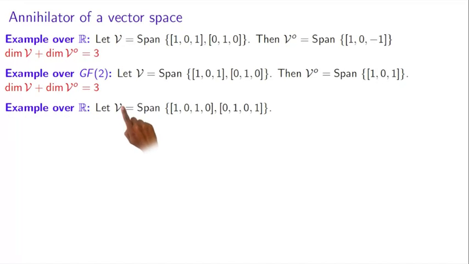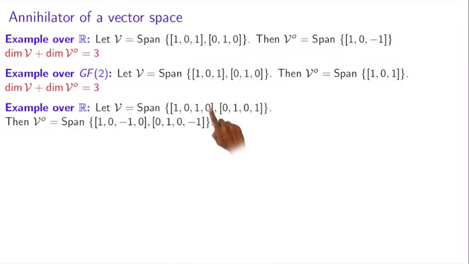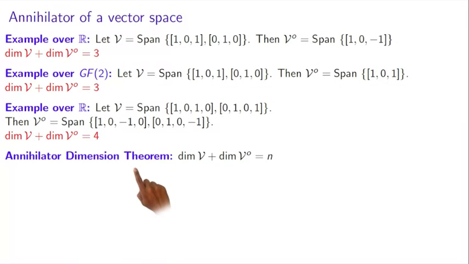Here's one more example, using vectors with 4 entries. V is the span of these two vectors, and the annihilator of V is the span of these two vectors. In this case, the dimension of V plus the dimension of the annihilator of V equaled 4. In general, if we have vectors with n entries, the dimension of the vector space plus the dimension of the annihilator of the vector space equals n.